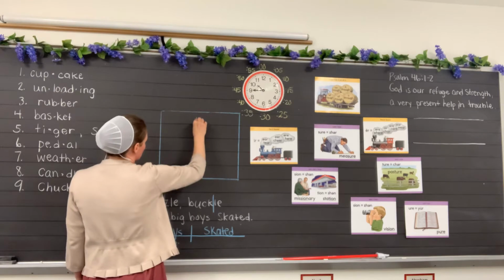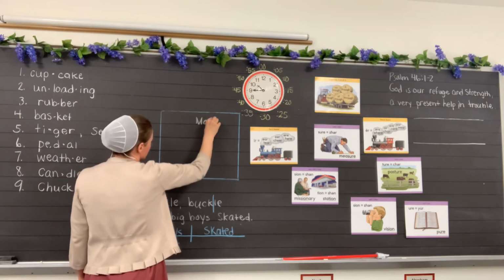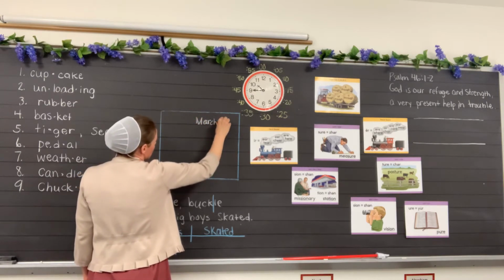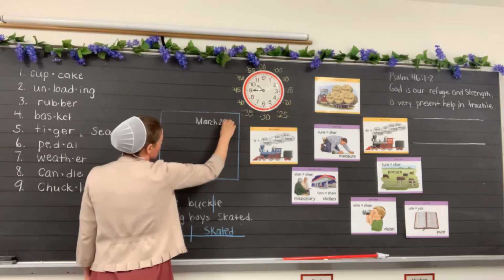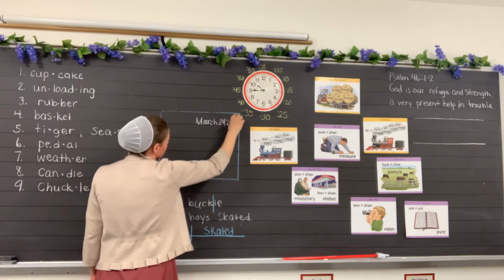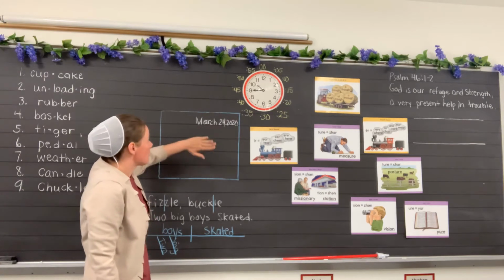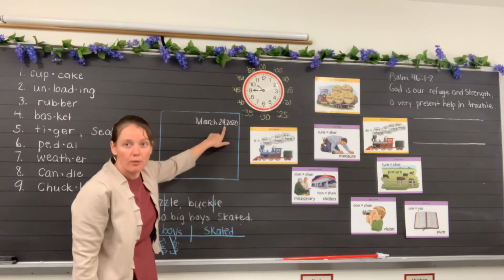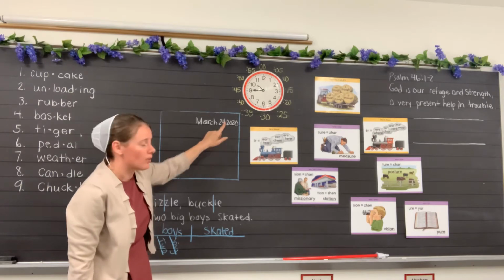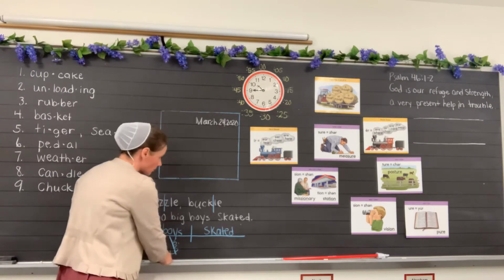So we'll put in March 24th, 2020. And don't forget, March is a month of the year, so you will need to capitalize it. And also you put a comma after the day. Always a comma after the day, between the day and the year.